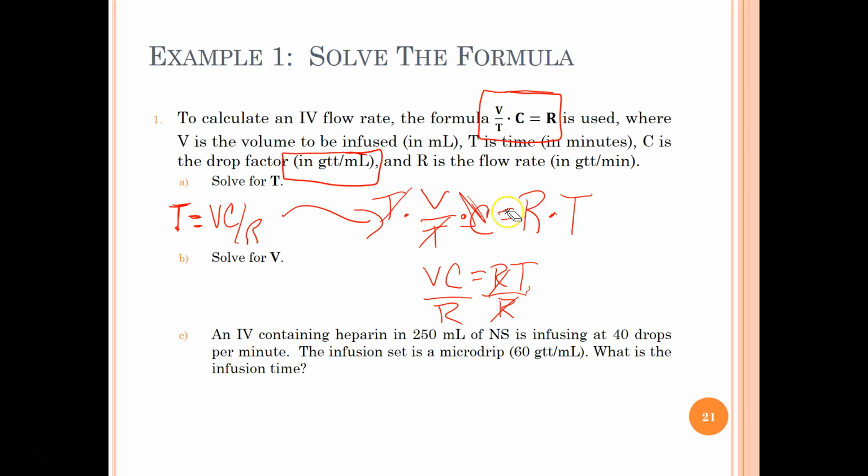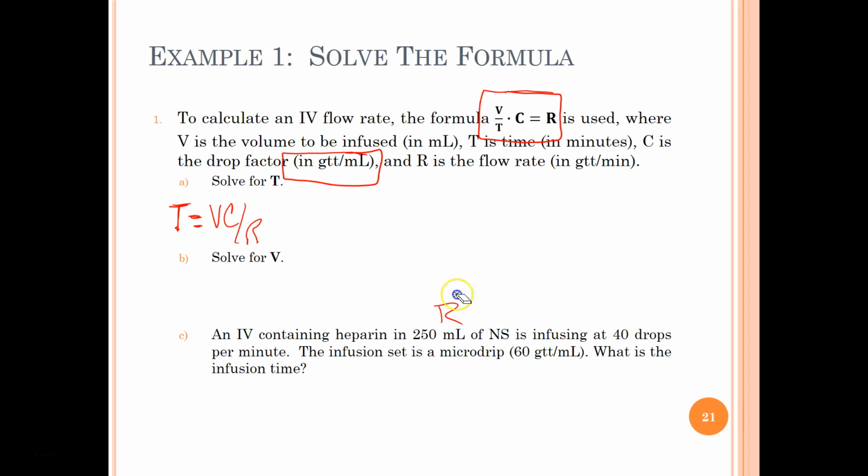All right, now let's solve for infusion volume. What if we know the infusion time, we know what we're working with, we obviously know the IV tubing set that's involved, and we also know the flow rate. How much volume has infused into the body after an hour, 2 hours, or a certain time interval? You may need to know that. So going back to our equation again, V over T times C equals R.